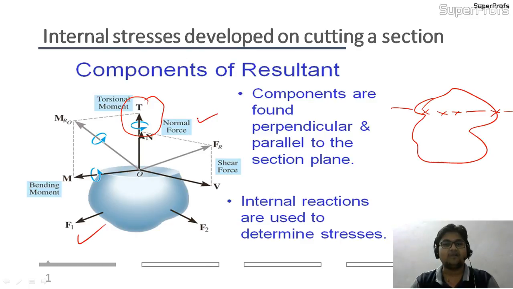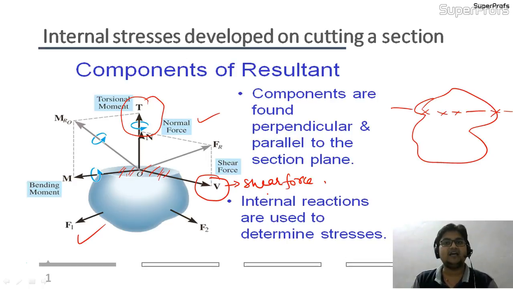The other is the normal force. This normal force will always be perpendicular to the section you have cut. Suppose this is my section cut. I am hatching it out, and the normal to this section will be the normal force. Similarly, the shear force is always tangential to the section you are cutting. So this was my section, and you can see that this V is nothing but the shear force, and this is acting parallel to the section you have cut. It is always parallel. So just make it a thumb rule.